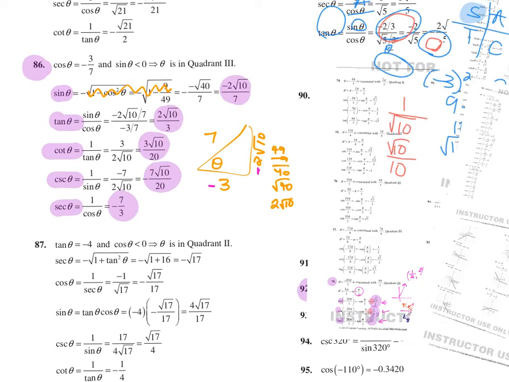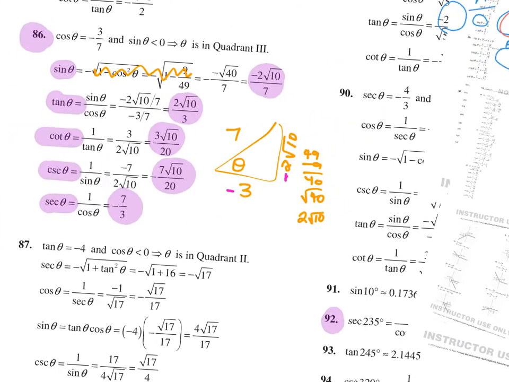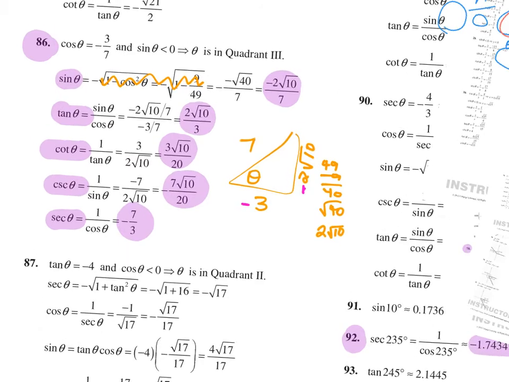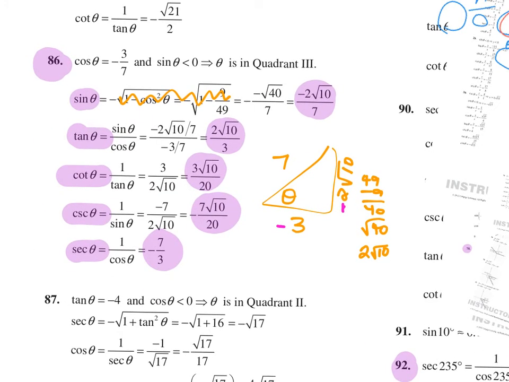In my opinion, it confuses the heck out of people if you get to it before you need to. So that's next chapter. We get to do all those identities in chapter 5. So I would do the same thing. I would set up my triangle, find the missing side, use the location of the quadrant to figure out if it's positive or negative, and then find the trig functions.